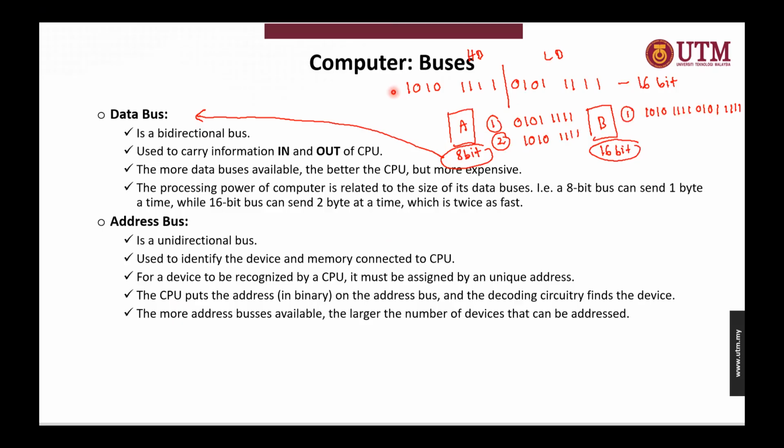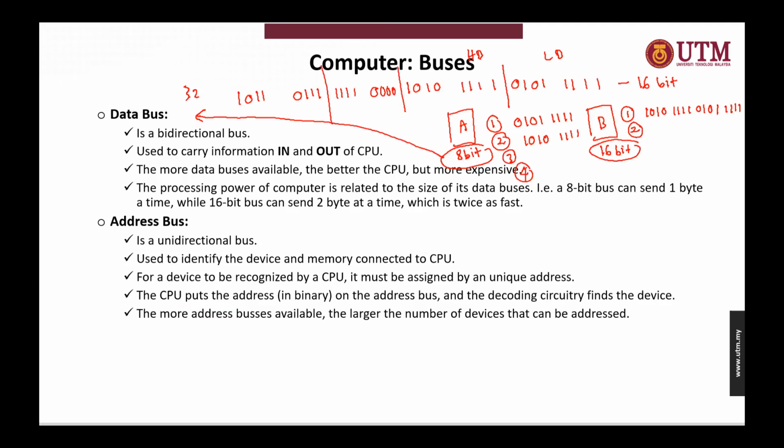So what happens if you have 32-bit data? Let's add more. Now we have a 32-bit data. For processor A, with an 8-bit data bus, we need 4 cycles to send out this 32-bit number. But for processor B, we need 2 cycles.